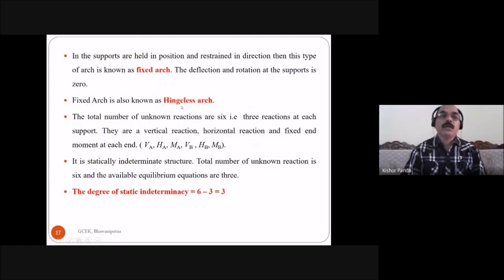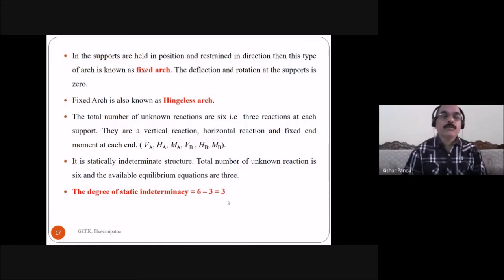A fixed arch is also known as a hingeless arch. The total number of unknown reactions is 6, 3 reactions at each support. They are vertical direction, horizontal direction, and fixed moment at each end: VA, HA, MA, VB, HB, MB. These are the 6 reaction components. It is a statically indeterminate structure. The total number of unknown reactions is 6, and the available equations are 3. Then you can find the degree of static indeterminacy of a fixed arch is equal to 6 minus 3, which is 3.